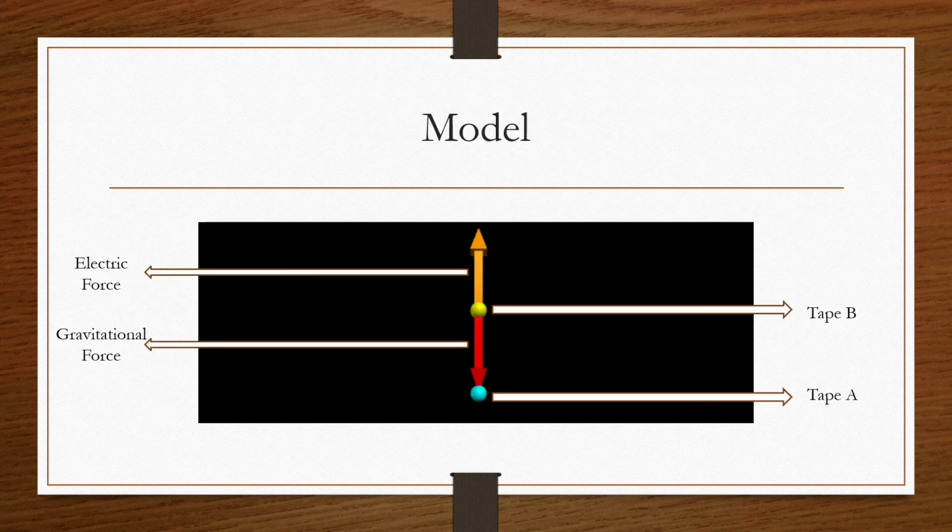Illustrated here is a model of the situation we have been discussing, with the point charges representing the tapes and the arrows representing the two forces acting on tape B. As we can see, the electric and gravitational forces are equal to each other, thus proving the presence of Newton's third law.